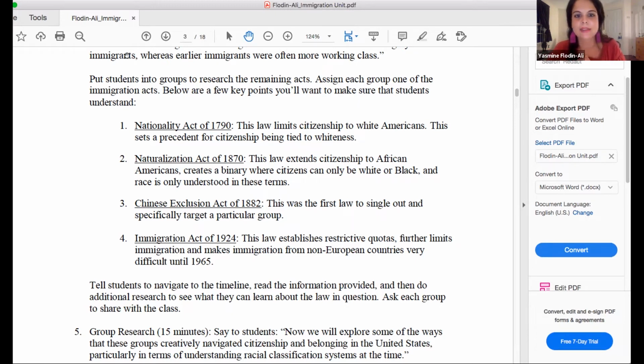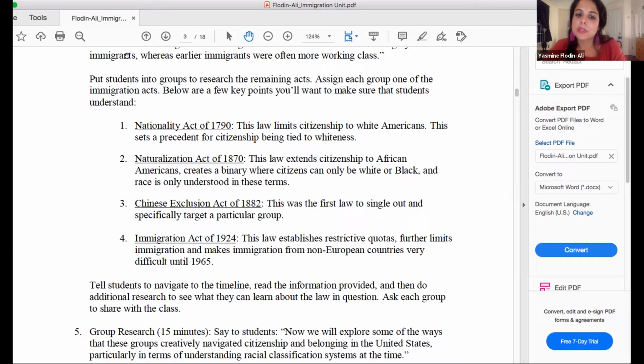So the Nationality Act of 1790 limits citizenship to white Americans, sets a precedent for citizenship being tied to whiteness. Then in 1870, the law extends to African Americans, but it creates a binary where citizens can only be white or Black. So you can imagine if someone's coming from South Asia, coming from the Middle East, this poses a really confusing problem, right? To understand how you're a citizen, you have to essentially argue that you fall into one of these two categories.